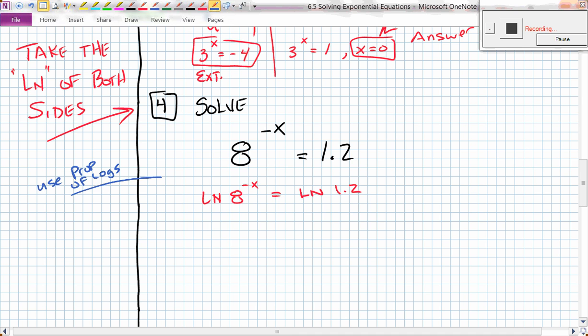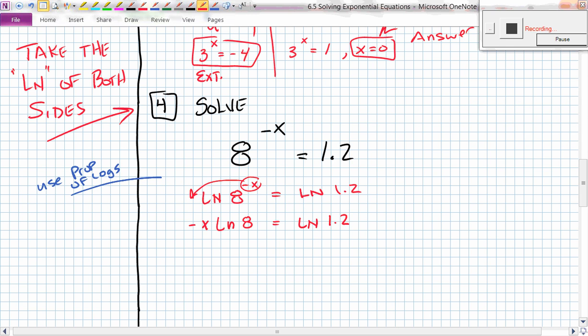Well, we could have done that too. It doesn't matter. You can pick any one you want. So the generic one is the natural log. Okay, so we do this because now we can bring the negative x down in front. So I have negative x times the natural log of 8 is equal to the natural log of 1.2.